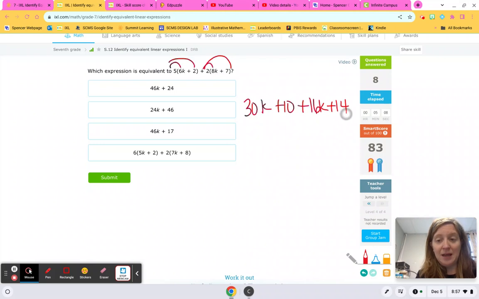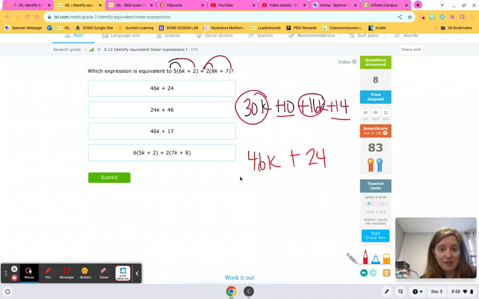And now we're going to combine like terms. So we're going to combine the 30k plus the 16k. That would be 46k. And then we're going to combine the plus 10 and plus 14, and that would be plus 24. So it'd be 46k plus 24.